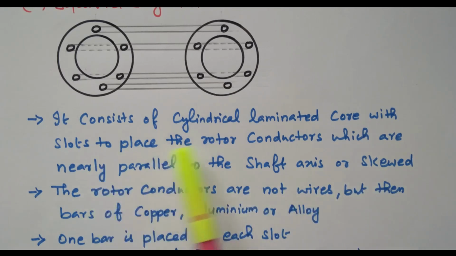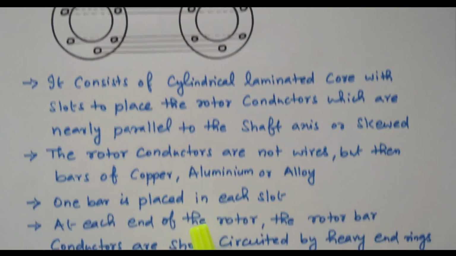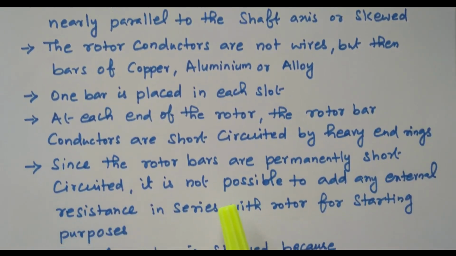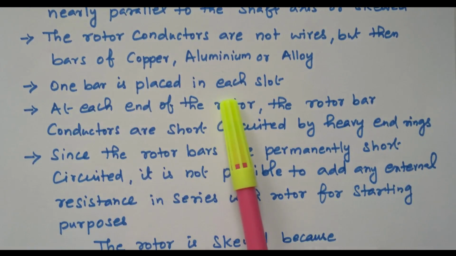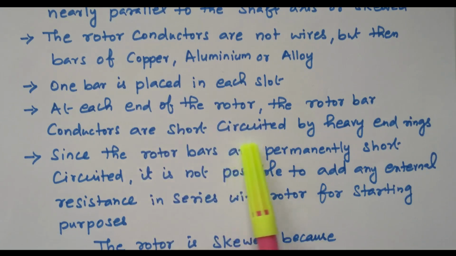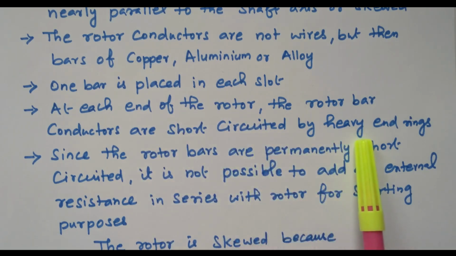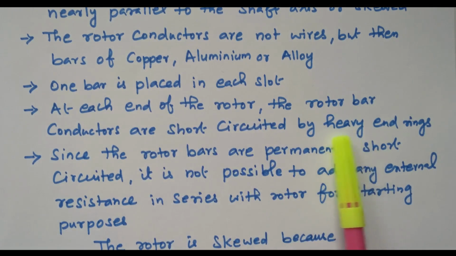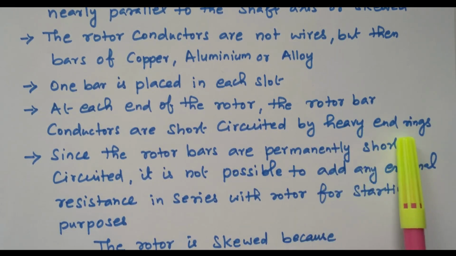So here is the laminated core, slots are available in the rotor, and the rotor conductors are placed in a skewed manner. The rotor conductors are not wires, but bars of copper, aluminum or alloy. This is not a wire. The copper bars are permanently placed in the slots, one bar in each slot. At the ends, the rotor bar conductors are short circuited by heavy end rings. So all the copper bars are short circuited by the end ring.